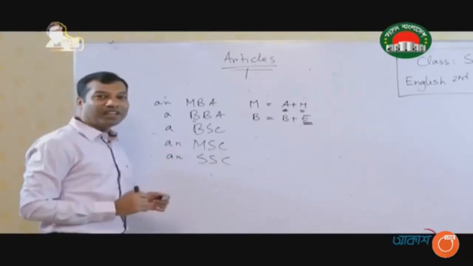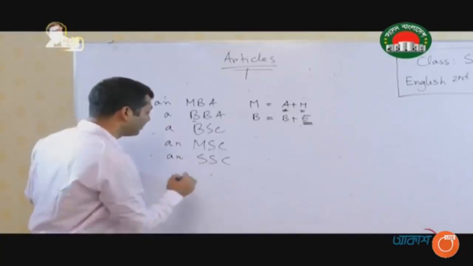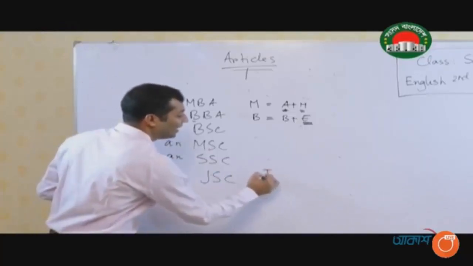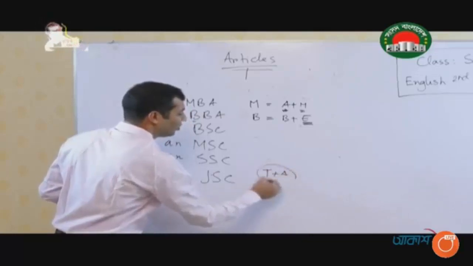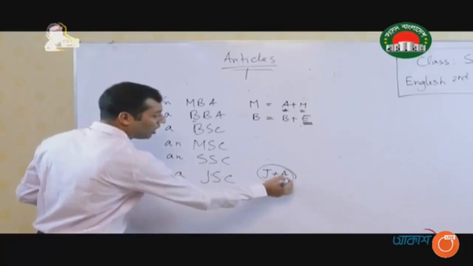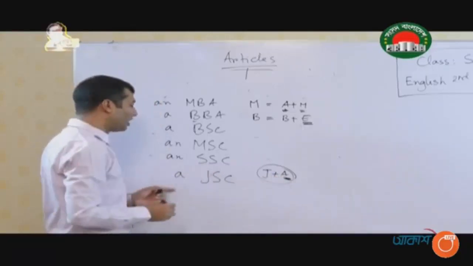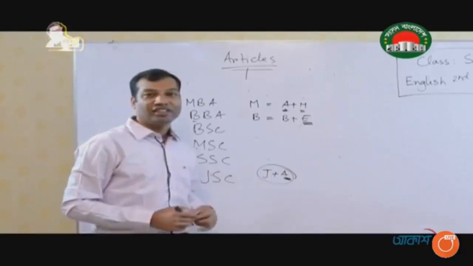So after one year, you will be an examinee of JSC. So J plus a vowel sound, something like that. So here you have to use a because the vowel comes at the end. A JSC. So after one year, you will become a JSC examinee.